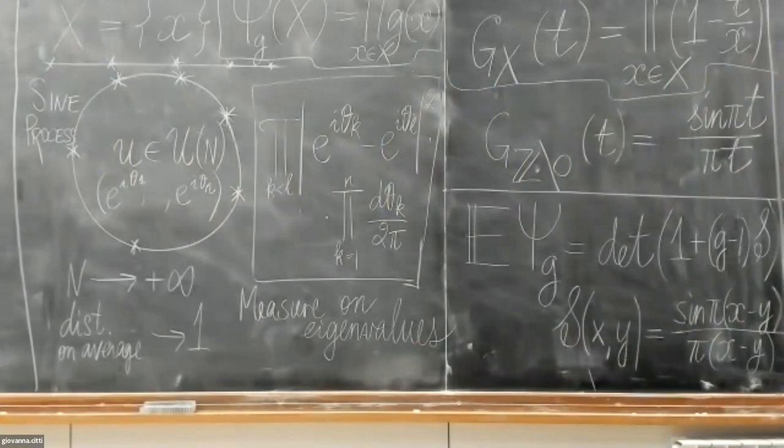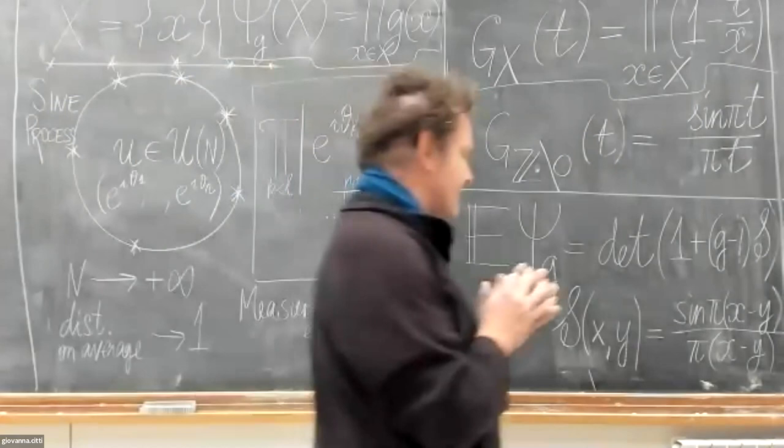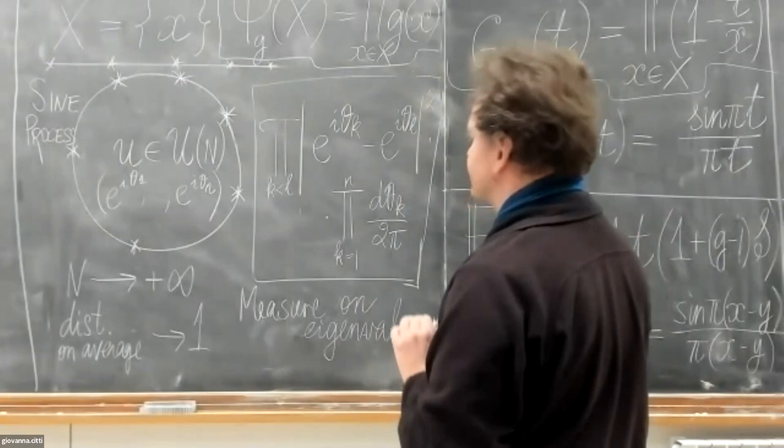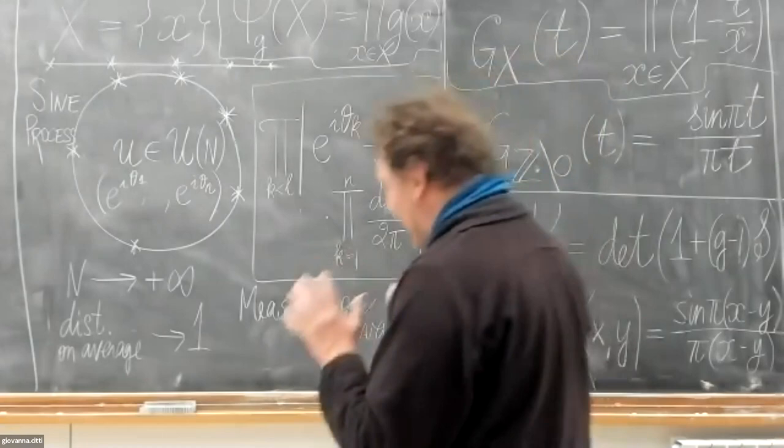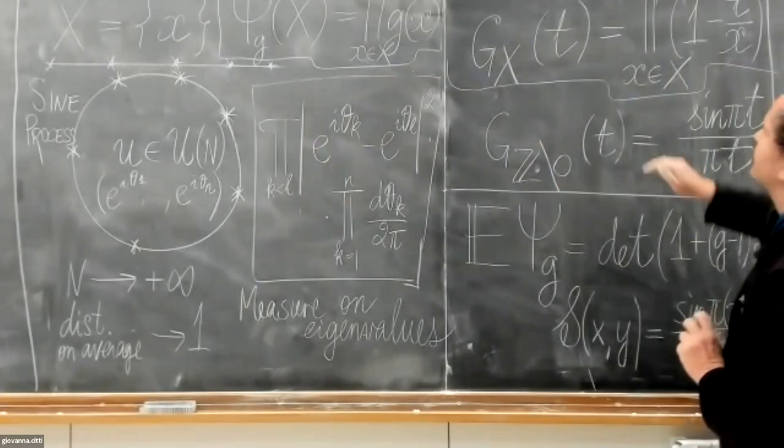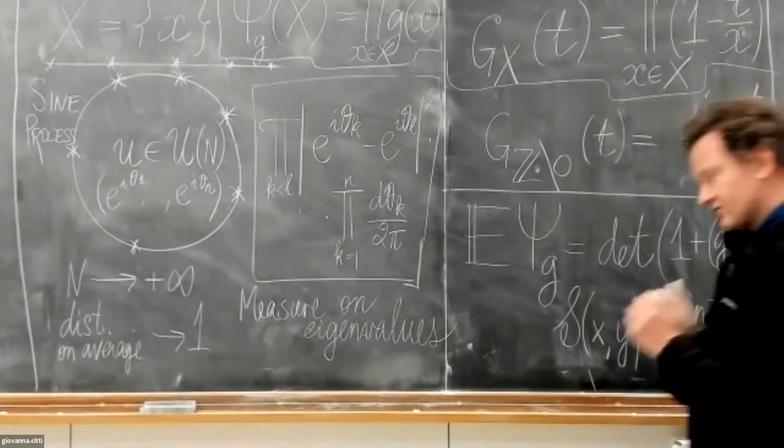So my next aim is to explain how this characteristic polynomial behaves. I will explain, first of all, in informal terms, and then we will make some more formal statements. Let me start, in fact, with an open question. The question is to prove that this characteristic polynomial, considered as a random measure, converges to Gaussian multiplicative chaos. This is the open question.